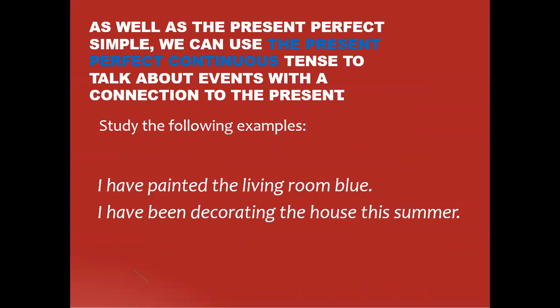As well as the present perfect simple, we can use the present perfect continuous tense to talk about events with a connection to the present. Study the examples. I have painted the living room blue. I have been decorating the house this summer. The first example is written in the present perfect simple, and the second example is written in the present perfect continuous.